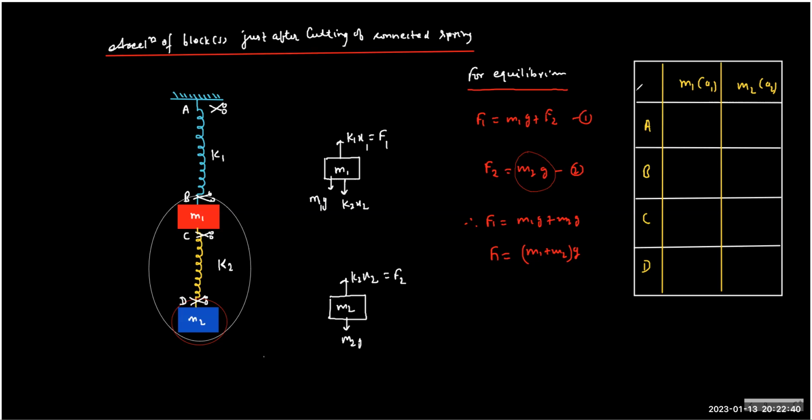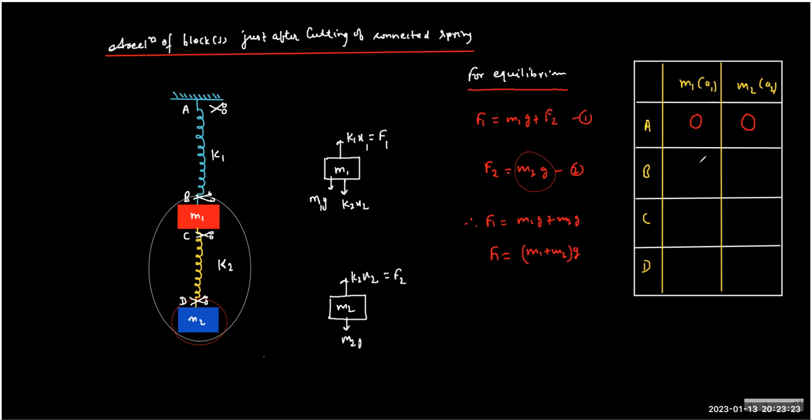So let's start with A. When you cut at A, M1 will keep on experiencing the same force as before, yes or no? So the acceleration, because it is in equilibrium, will be 0, isn't it? And nothing is happening to M2 also, so the acceleration is again 0.